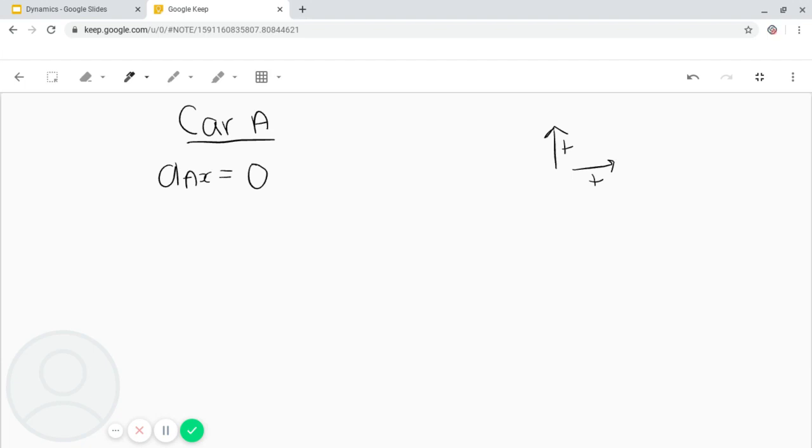Okay, and then we have the acceleration for A in the y direction, which is simply 3 meters per second squared. Okay, so then we're going to look at car B, which is a little bit more involved.